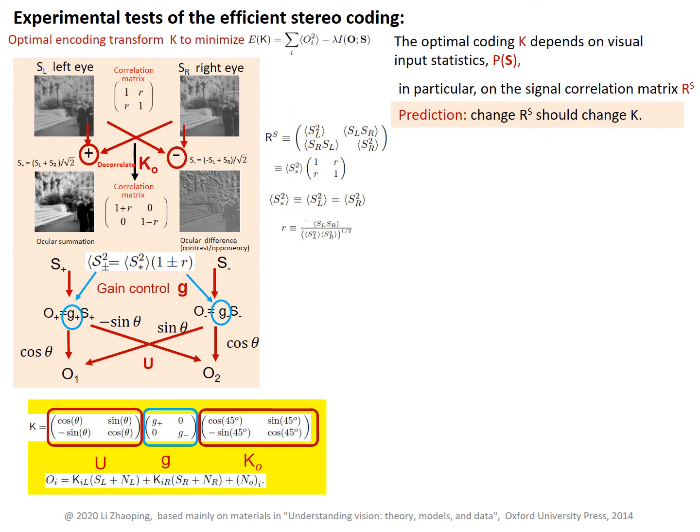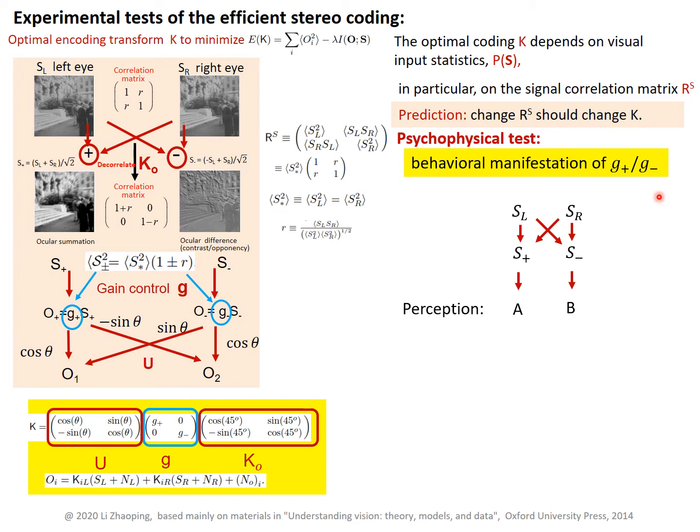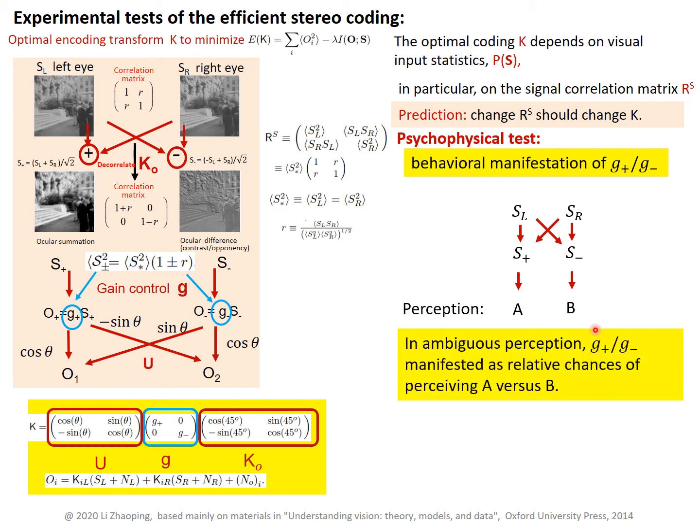Let's look at some examples of psychophysical tests. This means that we need to look at the behavioral manifestations of the changes in G plus and G minus sensitivities, which adapt to changes in visual input statistics. And the idea is to create visual inputs to two eyes such that the summation channel and the difference channel signals should lead to very different perceptions, perception A or perception B respectively. This is like perceptual rivalry, not between images of the left and right eyes, but between the summation image and the difference image. So this is an ambiguous perception.